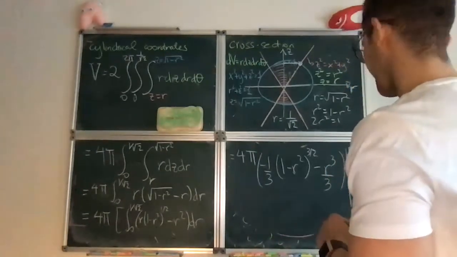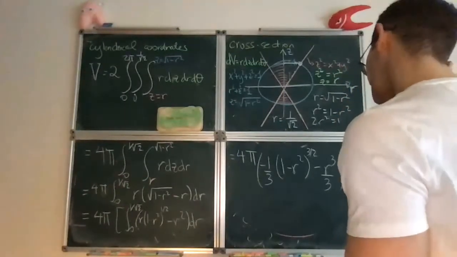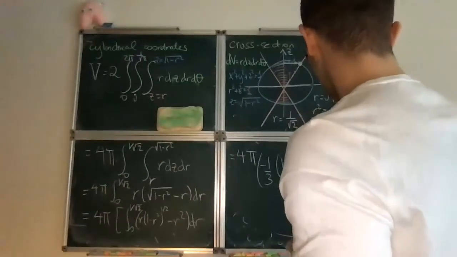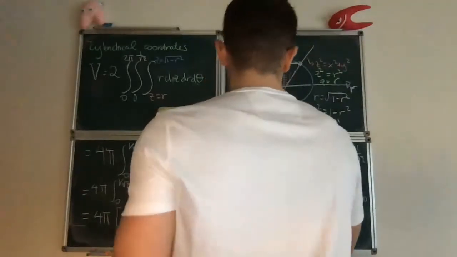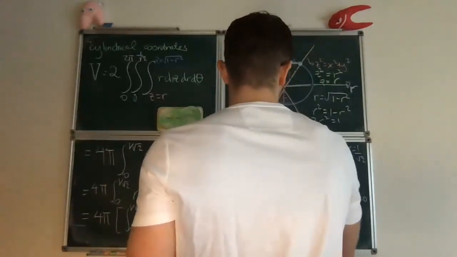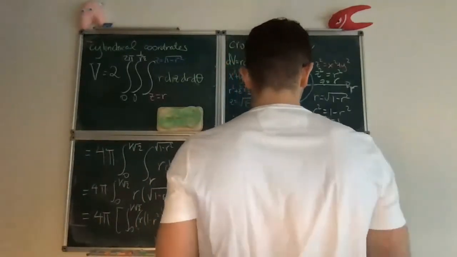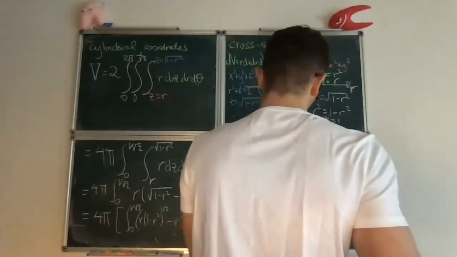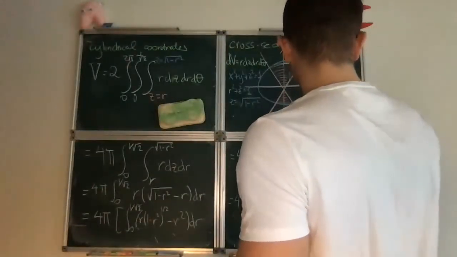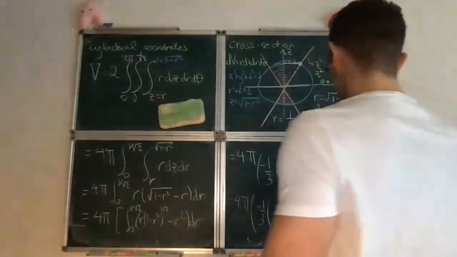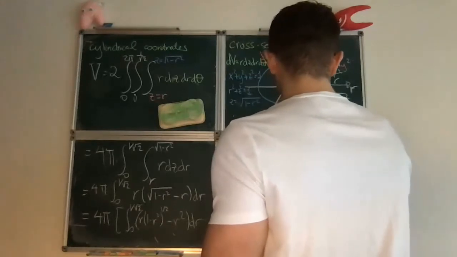Okay? And so let's try to evaluate this at 1 over root 2 and at 0. So this gives you 4 pi times negative 1/3. At 1 over root 2, when you do r squared, that becomes 1 half. So you get 1 minus 1 half, so you get 1 half to the 3 halves.